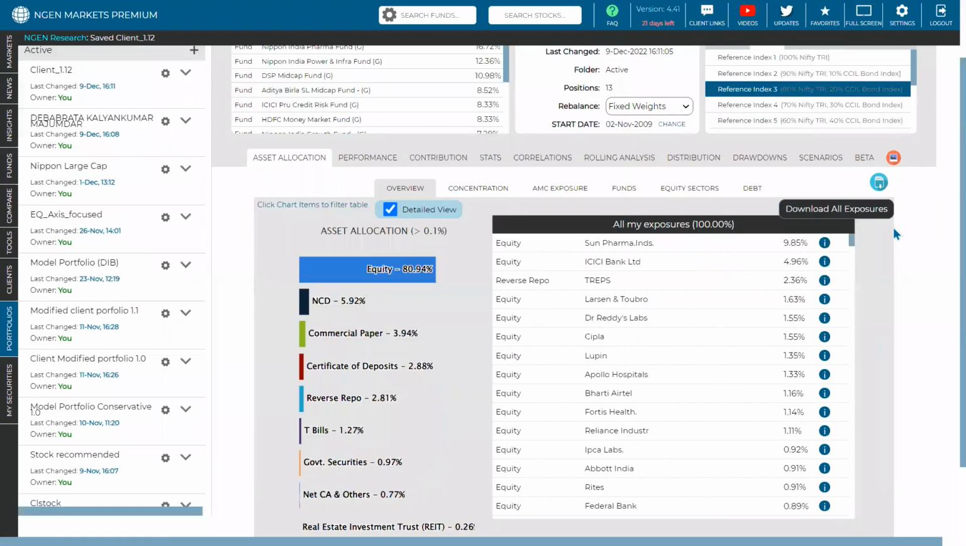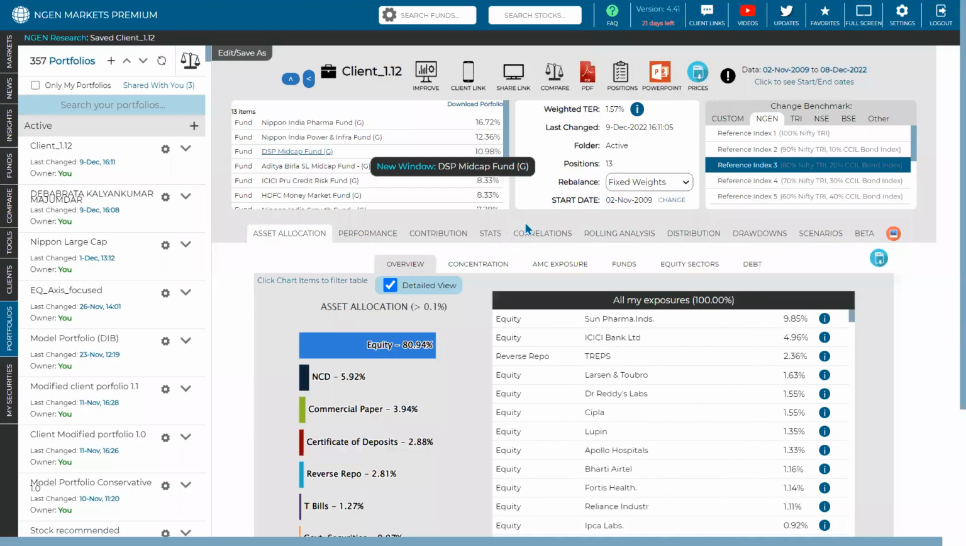Now coming to the diversification part of the portfolio. For the diversification, if I want to take a look towards how diversified this portfolio is, even if I'm holding some direct equity, right? So you can directly take a look towards the correlation.